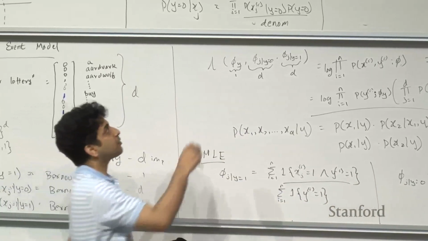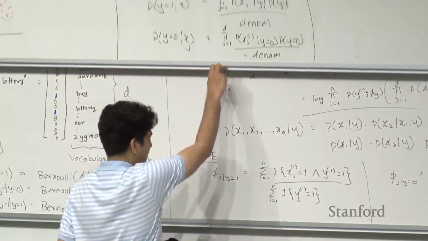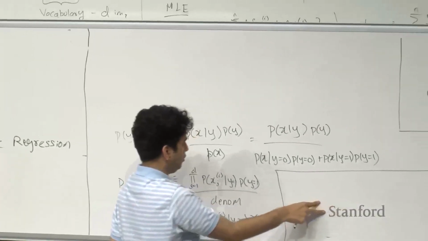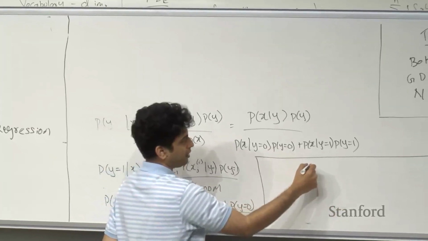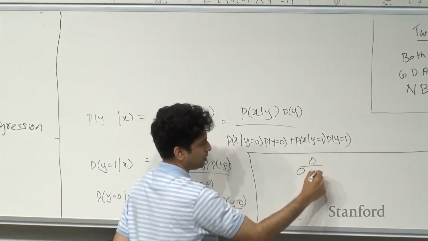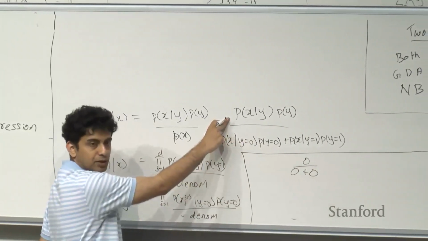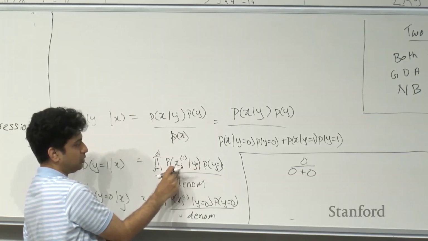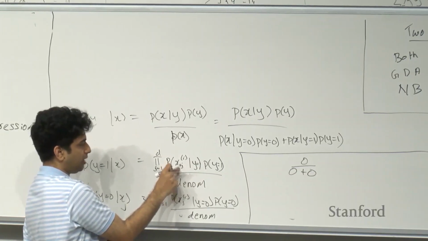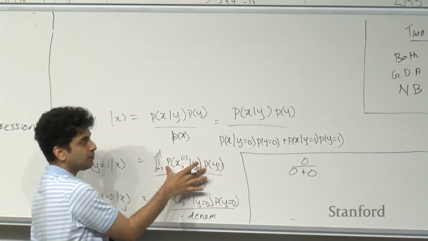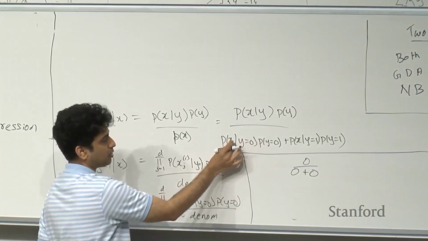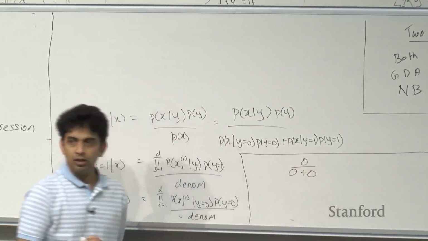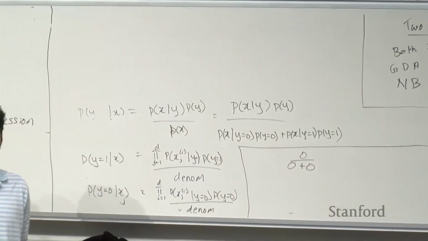And at test time, what do we do? For the word aardvark, at test time, we're going to end up with 0 over 0 plus 0 because this is going to be 0. If the word aardvark appears in the email, the probability corresponding to the word aardvark will make the entire thing equal to 0. And similarly, this will also factorize, and the word aardvark will make this 0, and you're going to get a 0 over 0 when you encounter words that you have not seen before.